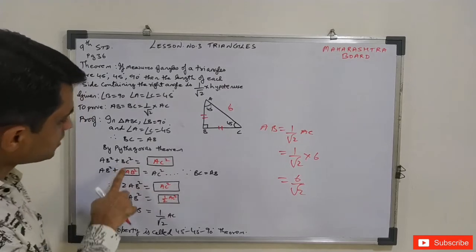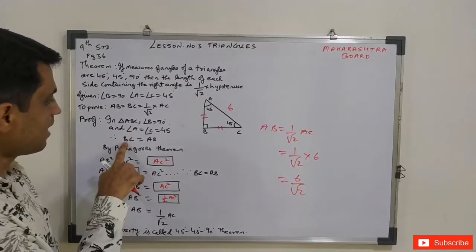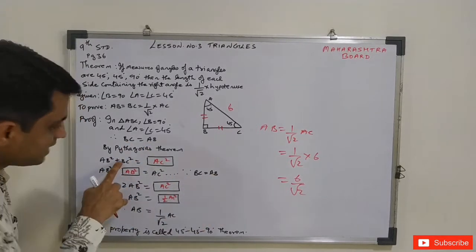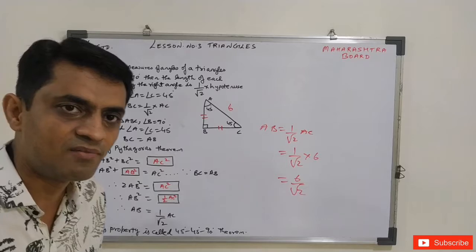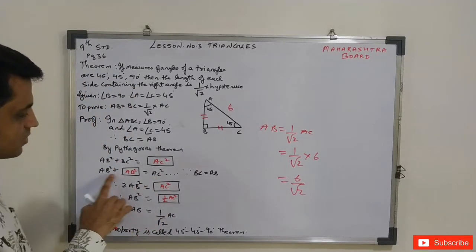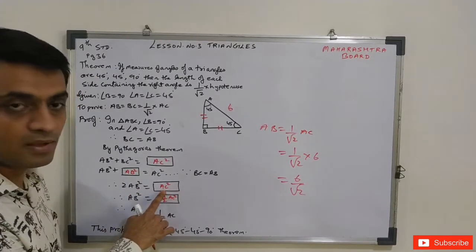Now instead of BC square we can write AB square. Why? This is the reason. Because BC is equal to AB. So if you write AB in place of BC, it will also work. One and the same. And AC as it is. Now what is AB square plus AB square? It is 2AB square is equal to AC square.